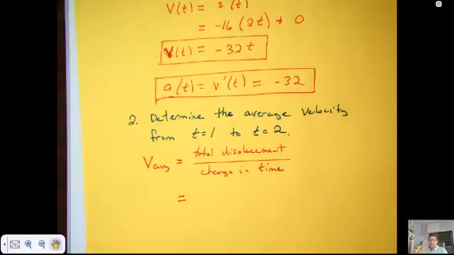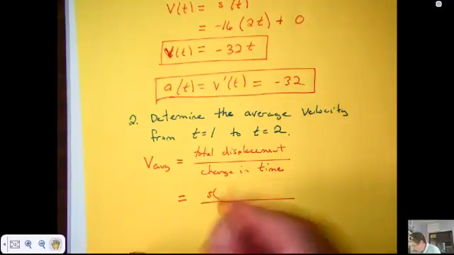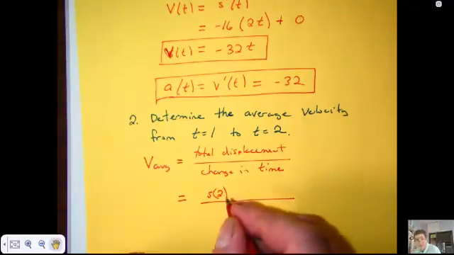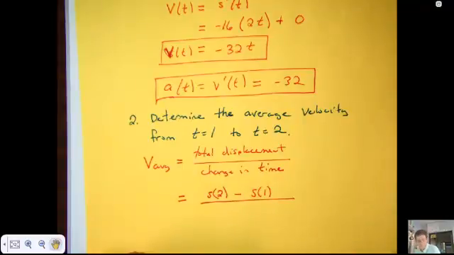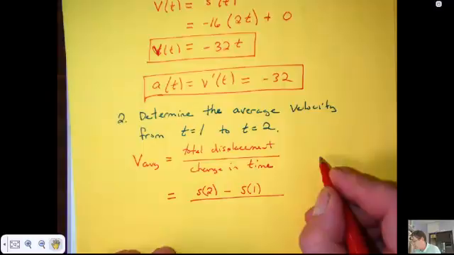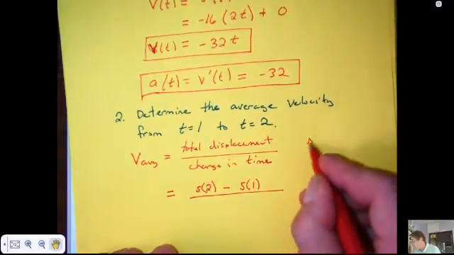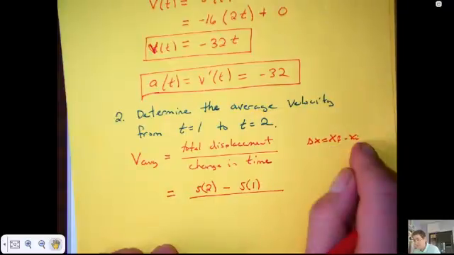Well, I can find its position at 2 seconds. S of 2, right? That's what's at 2 seconds minus S of 1. That makes sense? You know, in physics, if we're doing one-dimensional physics, we say that the displacement is delta x, and that's x f minus x i, right? The final position minus initial position. That's what we're doing here.